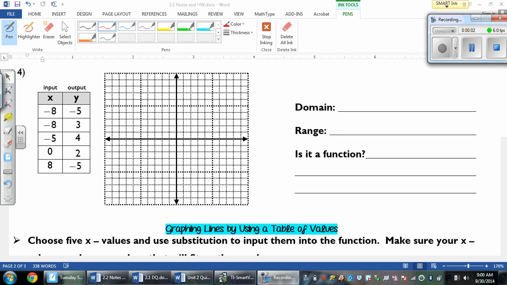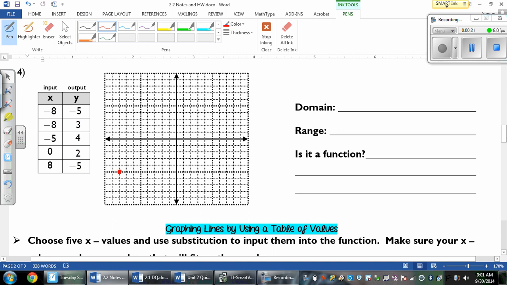Let's continue to example number 4. Okay, so here I'm going to graph the relation. Again, I'm going to find the domain and range and then determine if that relation is going to be a function. Alright, so my first ordered pair is (-8, -5). So I go left 8, down 5.